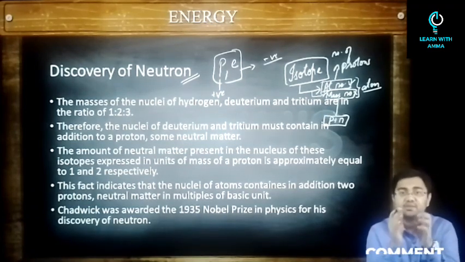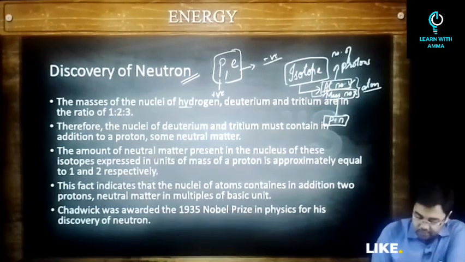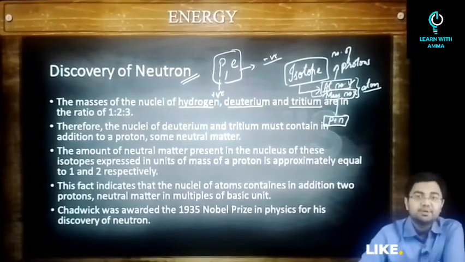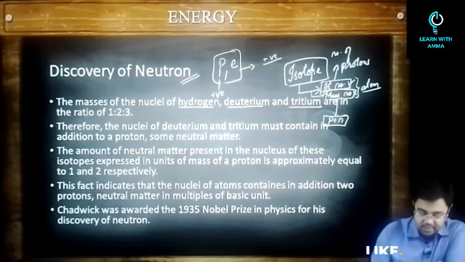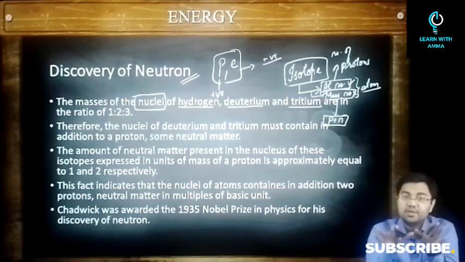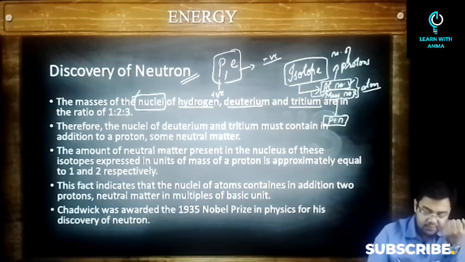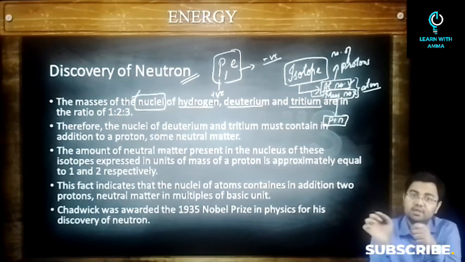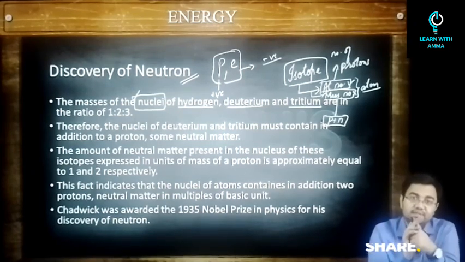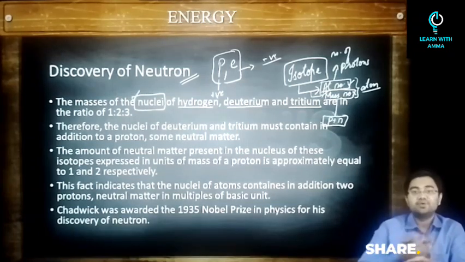So what happens is, for a given element, it can be present in various forms. For example, when we talk of hydrogen, hydrogen is present as hydrogen, deuterium and tritium. These are the three variants of hydrogen, that is, for the given element. So now what was seen is that the masses of the nuclei of these three are in the ratio of 1:2:3. Now, if the masses are in the ratio of 1:2:3, what we know is that the number of protons is the same. All of them have one proton each. But still their mass numbers are different, or the masses are in the ratio of 1:2:3.